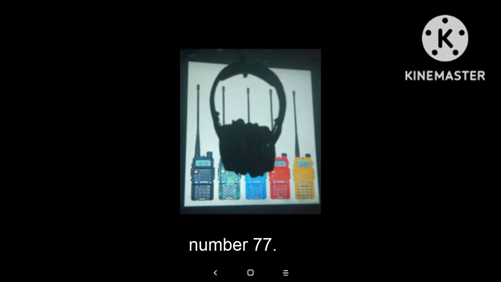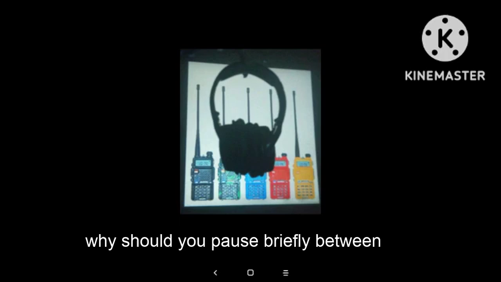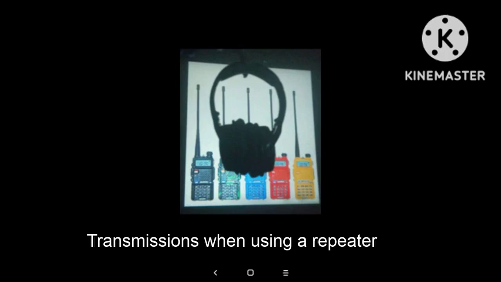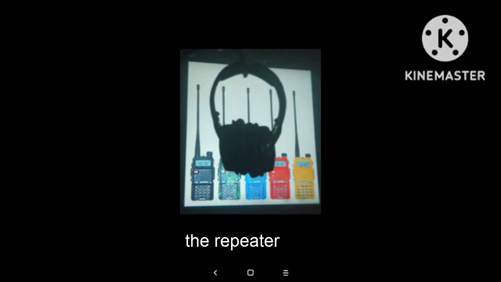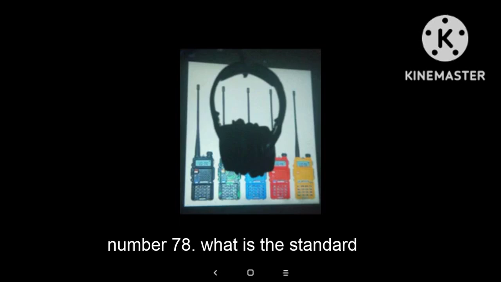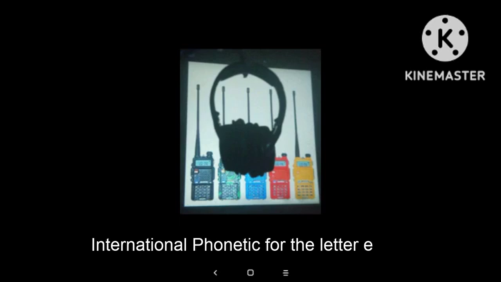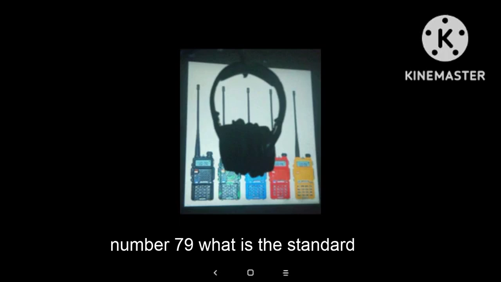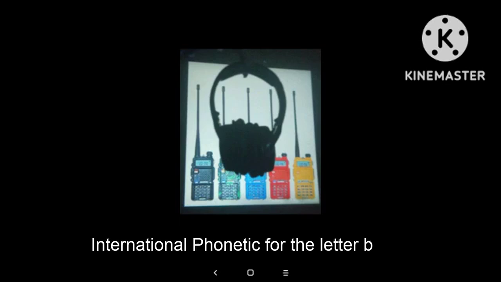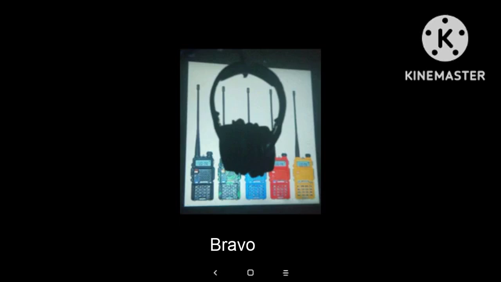Number 77. Why should you pause briefly between transmissions when using a repeater? To listen for anyone else wanting to use the repeater. Number 78. What is the standard international phonetic for the letter E? Echo. Number 79. What is the standard international phonetic for the letter B? Bravo. Number 80. What is the standard international phonetic for the letter L? Lima.